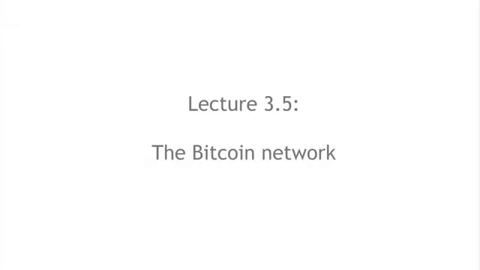So we've been talking about the ability for participants to publish a transaction and get it into the blockchain as if this happens by magic. Of course, it doesn't happen by magic in the real world. It happens through the Bitcoin network. So what is a Bitcoin network?